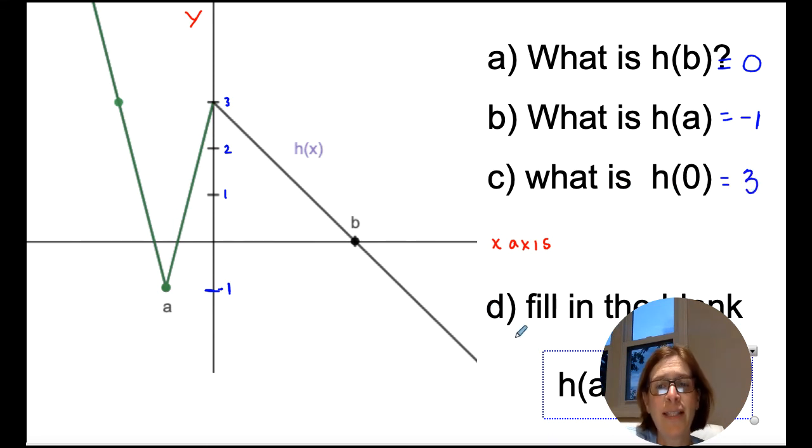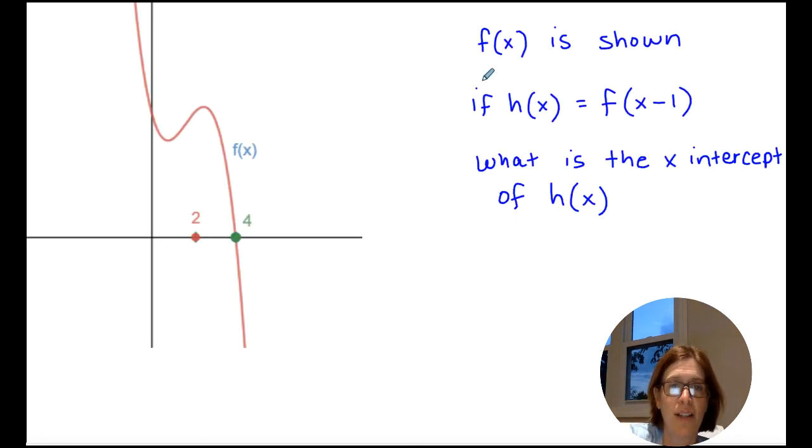All right, and then it says fill in the blank. H of a blank h of b. Well, how do we compare h of a and h of b? Usually questions like that are asking you to compare them. Well, if h of b is 0 and h of a is negative 1, then h of b is greater than h of a. So points can be greater than or less than other points. That's true, right? The lower we go down, the smaller the value it has. All right, let's look at another one.